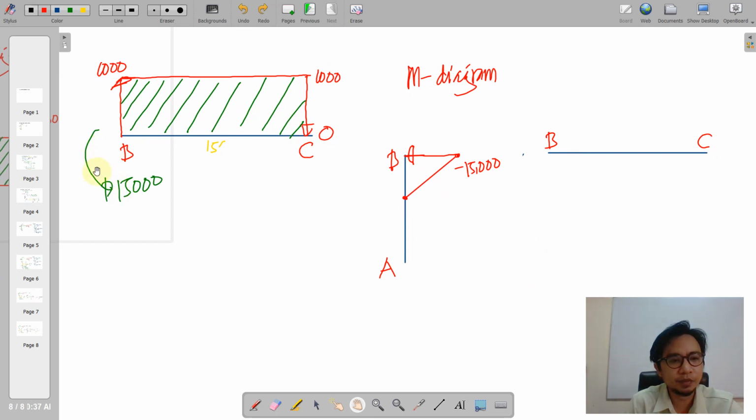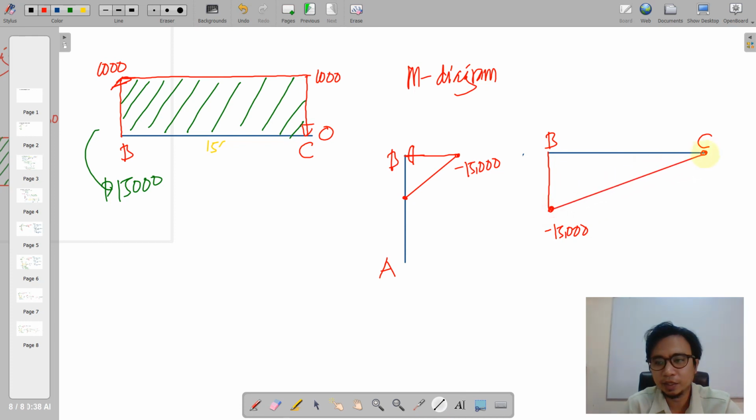Okay, so moving on to our beam at BC. First, we have the couple here. 15,000 will have an inward orientation of your fiber, so that will be negative 15,000 there. Then we add the area here, rectangular area, 15 times 1,000, that is 15,000. Negative 15,000 plus a positive 15,000 will have 0. 0 here, and the connector will be just a straight line.